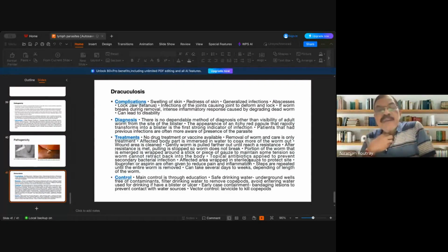Portion of the worm that has emerged is wrapped around a stick or piece of gauze to maintain some tension, so worm cannot retract back into the body. ତାକୁ ଗୁଡେଇକି ରଖିବ, ନହେଲେ ସେ retract ଭିତରକୁ ଟାଣି ହେଇକି ପଳେଇବ.